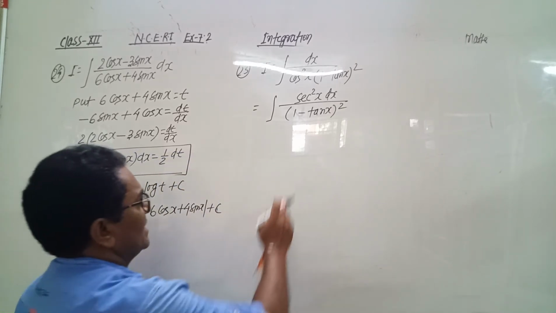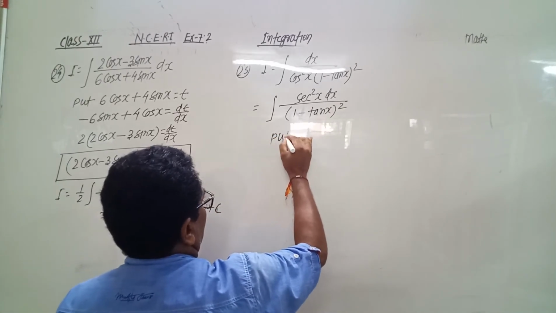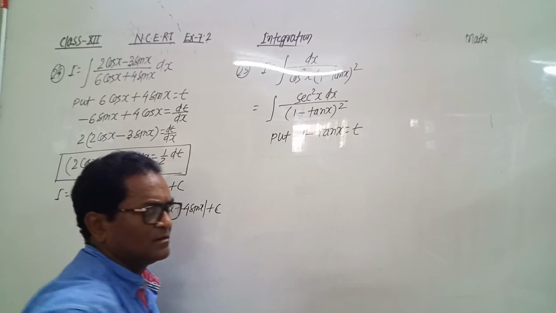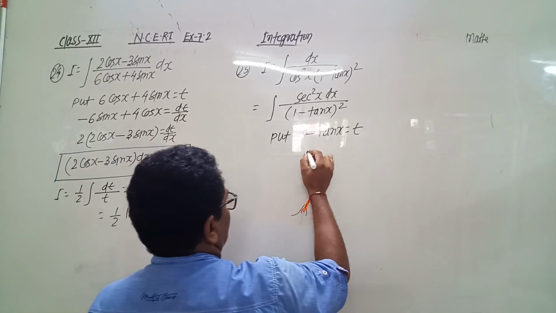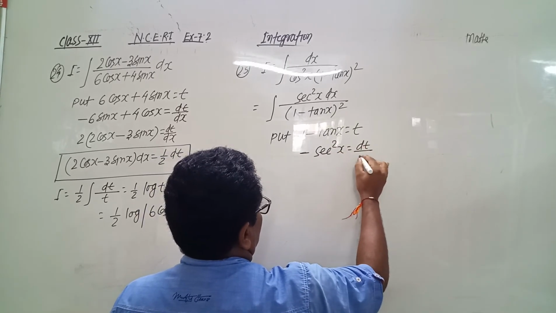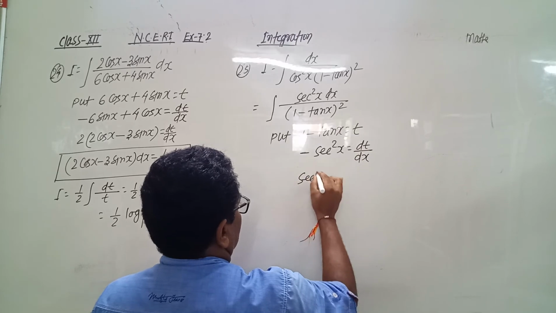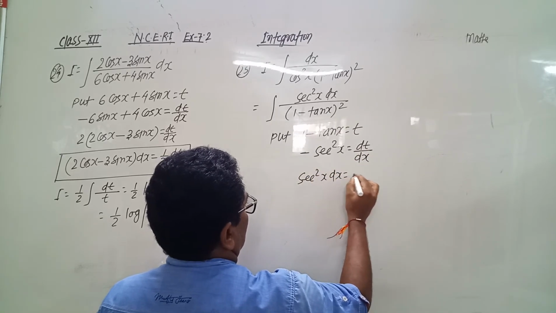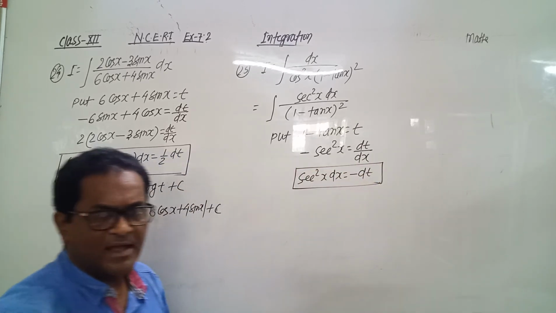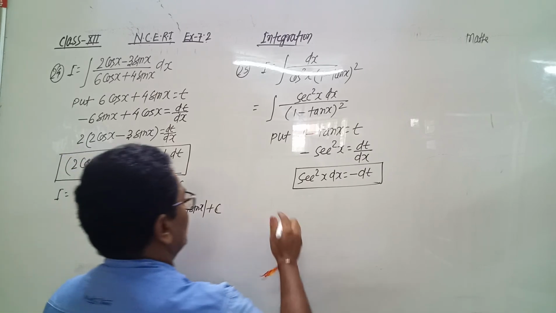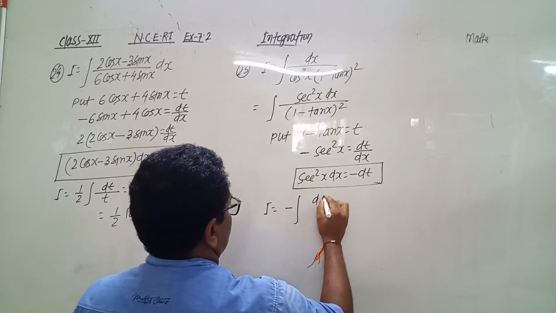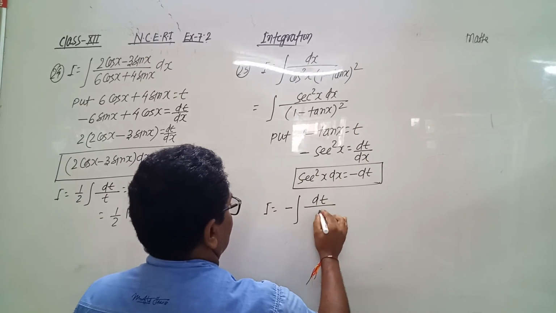We put 1 minus tan x equals t. Differentiation of 1 is 0, minus the differentiation of tan x, which is sec square x, and differentiation of t is dt by dx. Then sec square x dx equals minus dt. So I equals minus integration of dt upon t square, since 1 minus tan x is t.